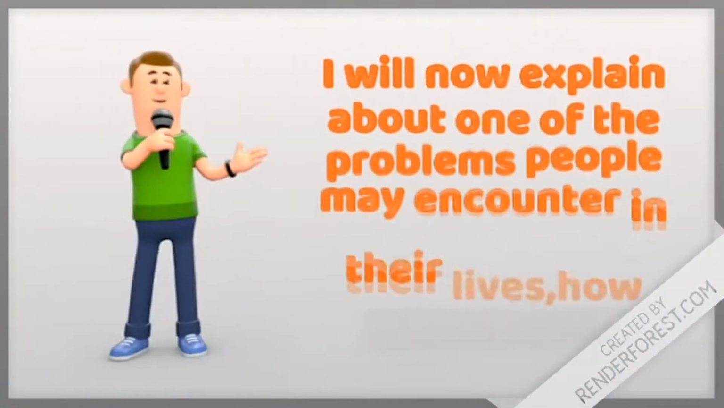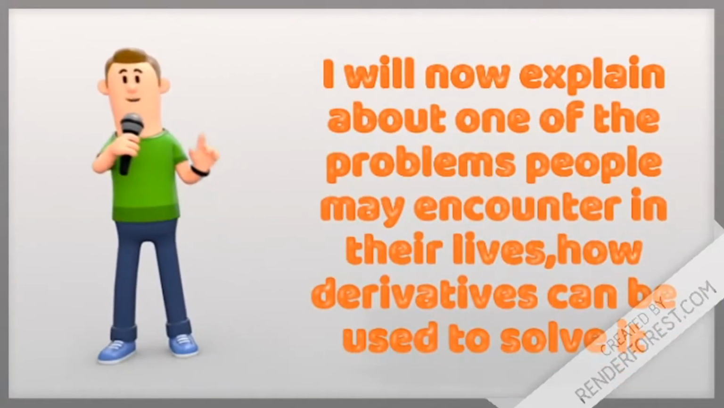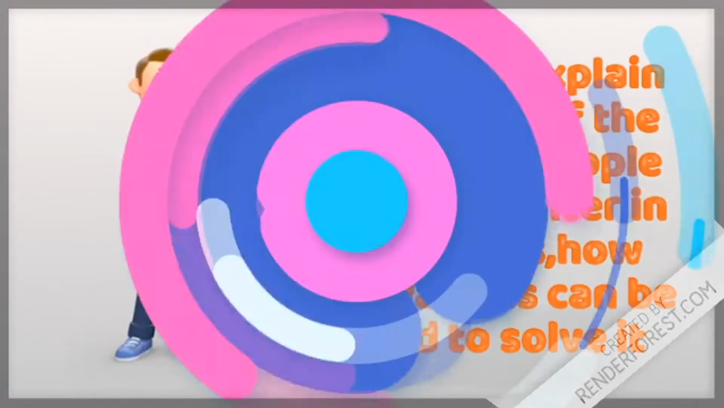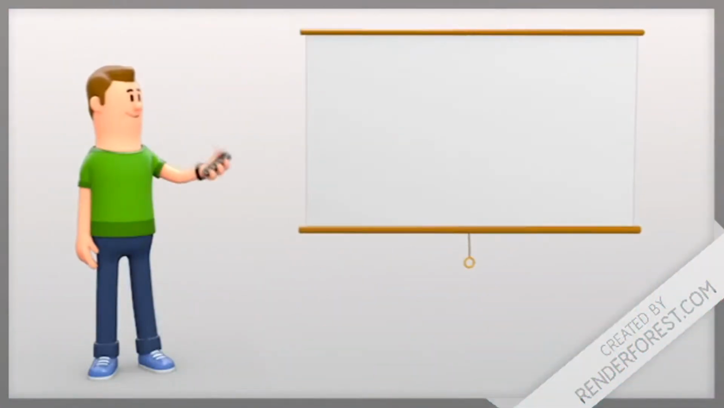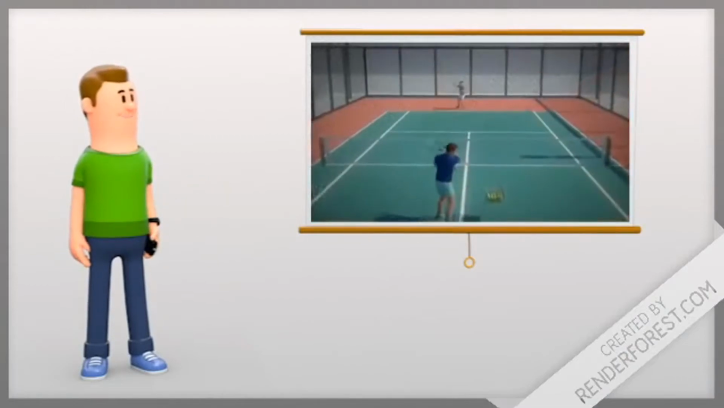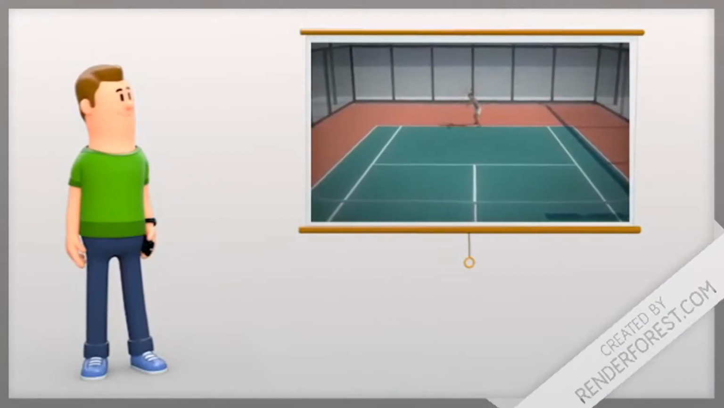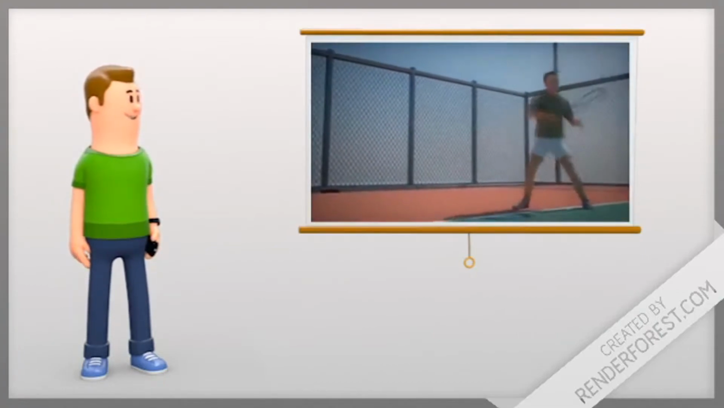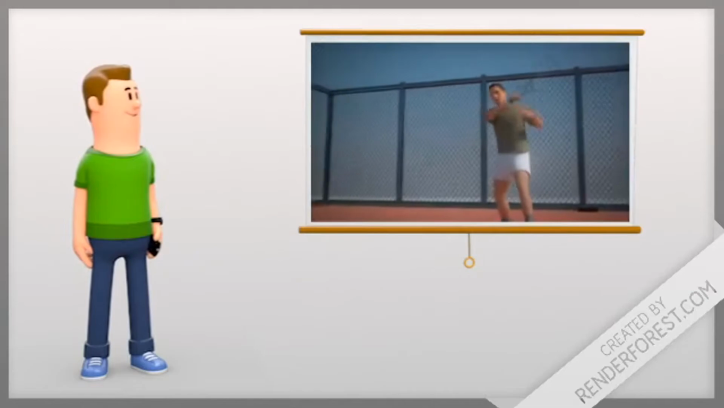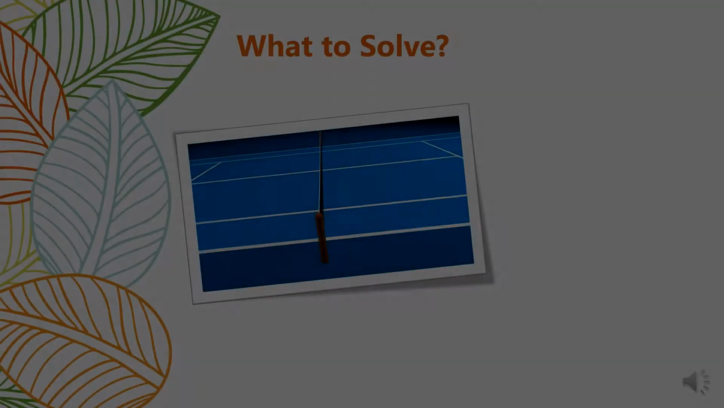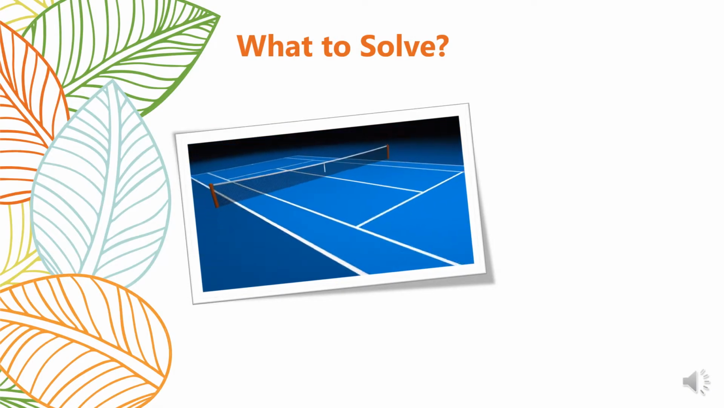I will now explain about one of the problems people may encounter in their daily life and how derivatives can be used to solve it. The situation that we have chosen is regarding construction or restoration of a fence surrounding a tennis court. The reason why we have chosen this situation is due to it being somewhat similar to daily tasks one might find outside of their work. Now, on to the question itself.